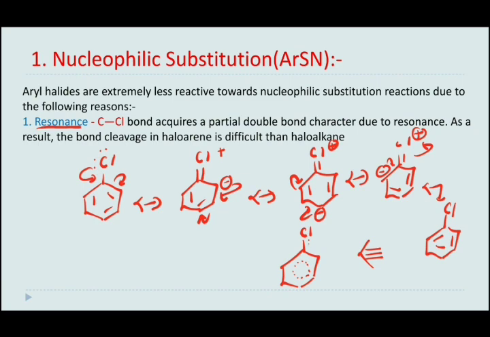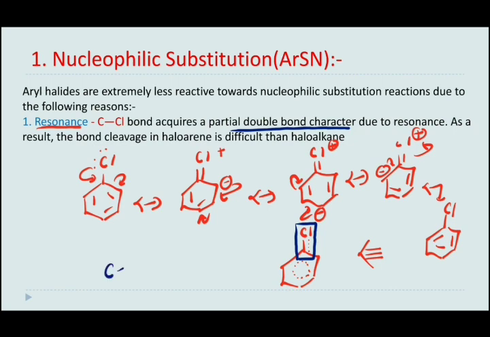Due to this resonance we get the resonance hybrid, in which we can see that there is partial double bond character in the carbon chlorine bond, right? Because we know that due to resonance, partial double bond character is introduced in the single bond and partial single bond character is introduced in the double bond. And due to this partial double bond character, it is a little difficult to break this bond during nucleophilic substitution.